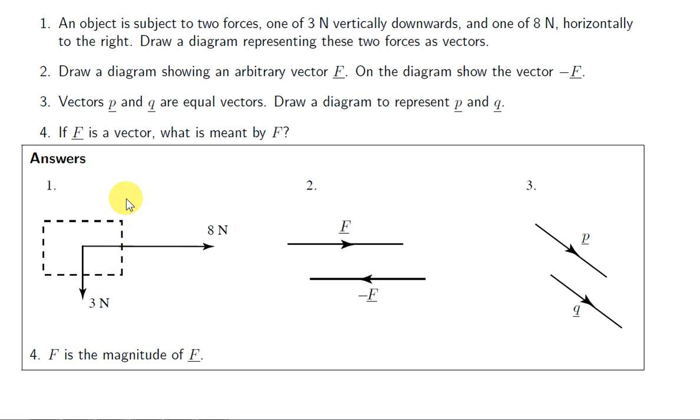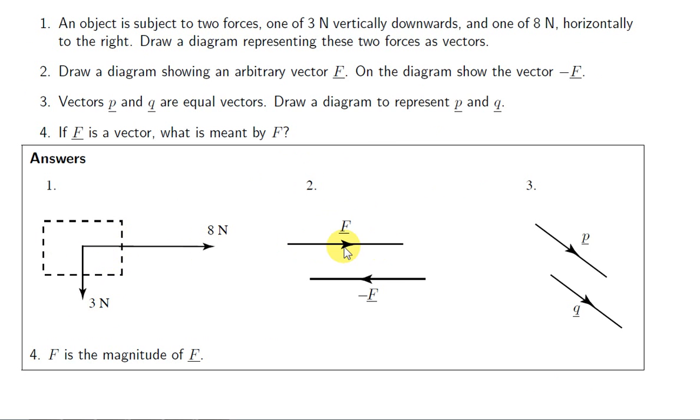Let's see some examples. In this first example, an object is subject to two forces. One force of 3 Newtons vertically downwards, and one of 8 Newtons horizontally to the right. So this arrow here has a length of 8 units. This arrow has a length of 3 units. So these two forces act on this object.